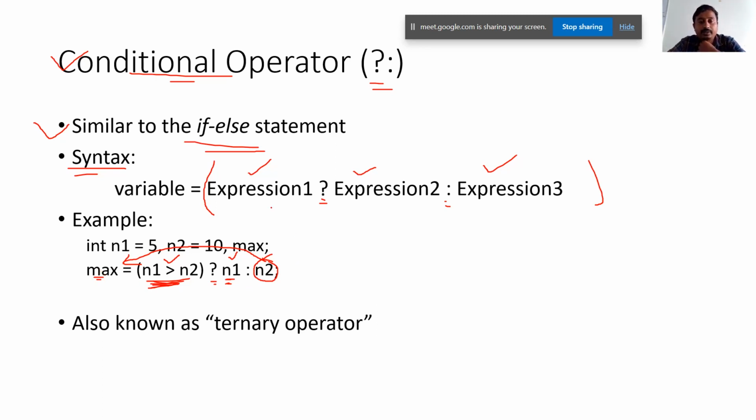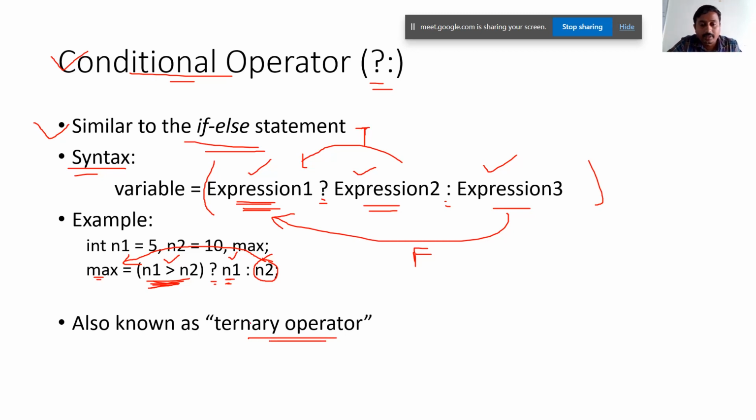So usually in expression 1 you will have a condition. If that condition is true, the value of expression 2 will be returned. If expression 1 is false, the value of expression 3 will be returned. This is also known as a ternary operator. Why? Because we have 3 operands here.